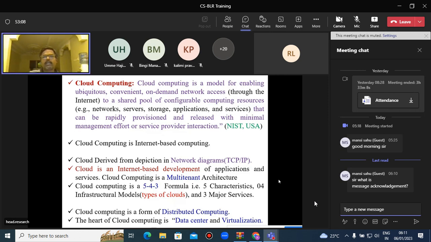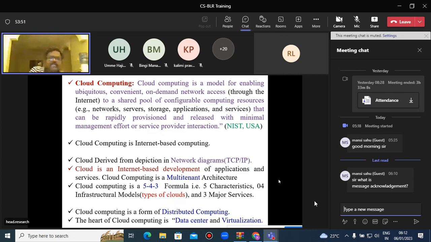See here, cloud computing is a model. Model means simplified version of the reality. For enabling ubiquitous means everywhere technology is presented. Convenient. On-demand network access means pay and use through the internet. Without internet we cannot access any kind of service or application of cloud computing. To a shared pool of configurable computing resources means all services at one place.